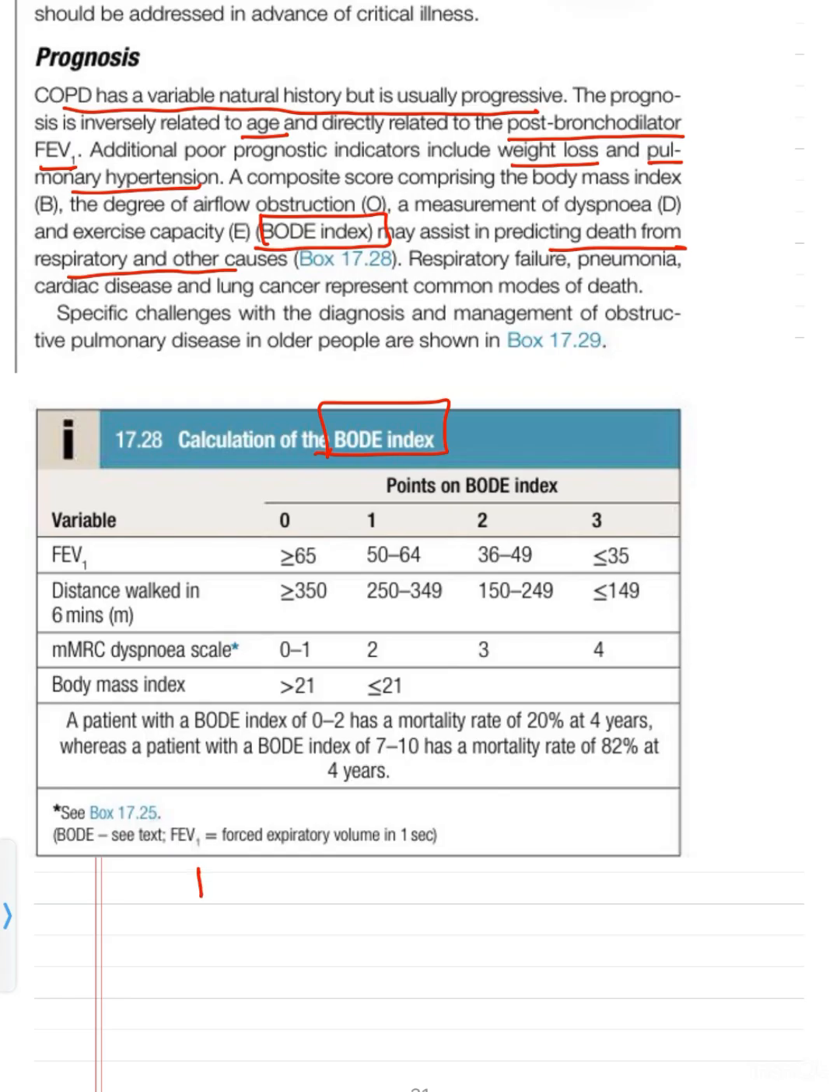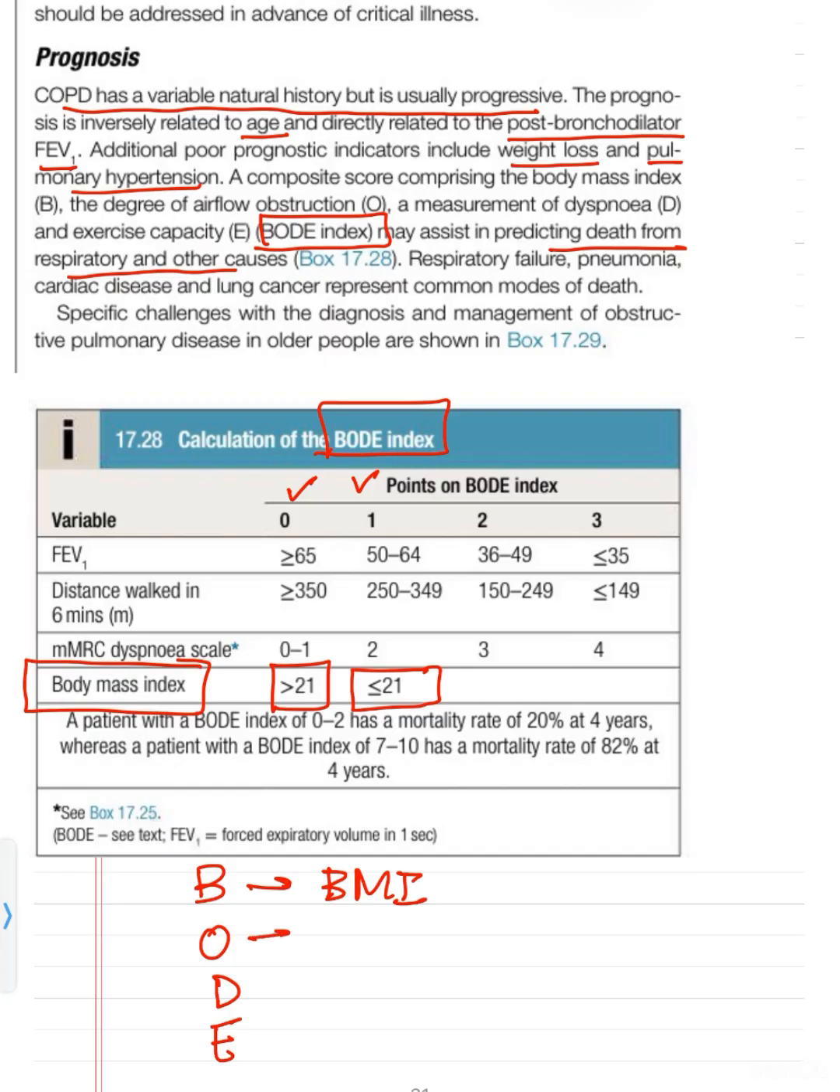So for the Bode, what is Bode? B stands for the body mass index, BMI. If it is more than 21, the score will be 0. If it is less than or equal to 21, the score will be 1. Now coming to the O. What is O? O means airflow obstruction, the degree of airflow obstruction. O for obstruction. So B, O, D.